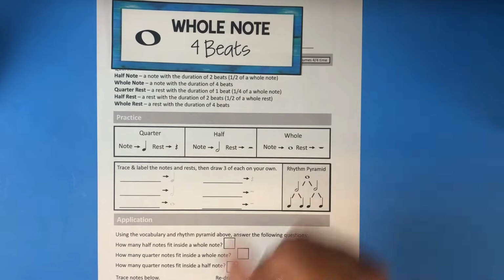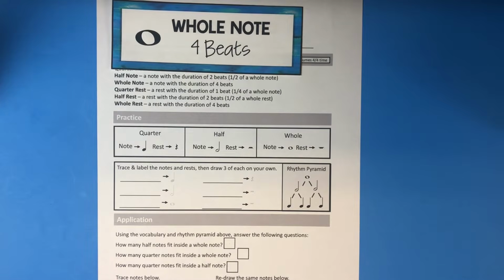A whole note gets 4 beats. A whole note is basically just a circle, and it symbolizes 4 beats in music. It means a duration of 4 beats. That means that sound is going to last for 4 beats. So duration means how long a note lasts.